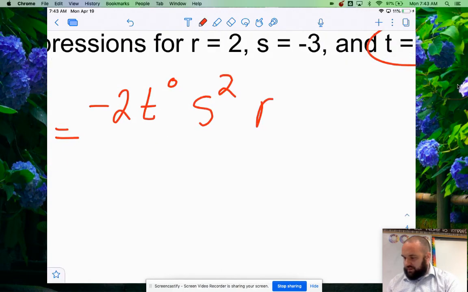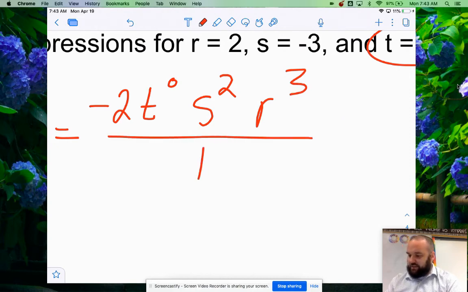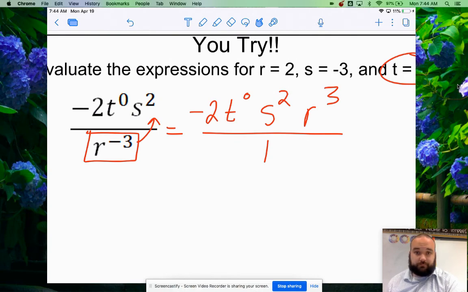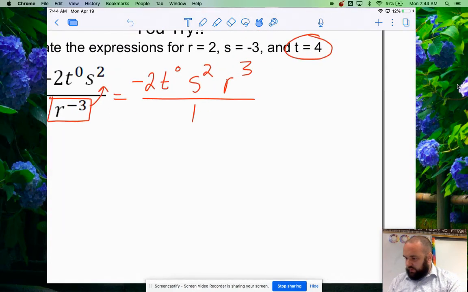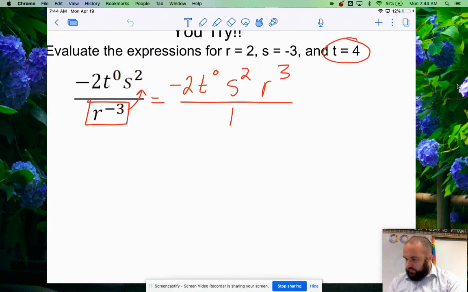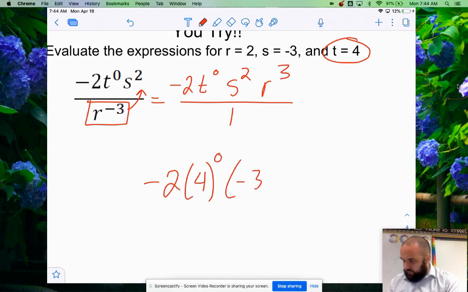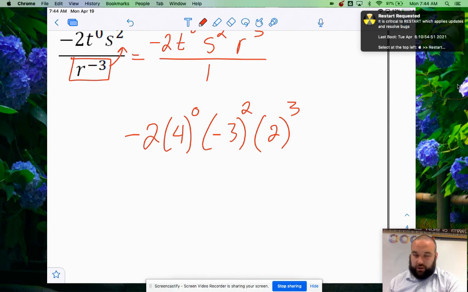So I move r up to the top, change the negative 3rd power to the positive 3rd, and since nothing is left in the denominator, I can just put it over 1. Which is nice because then I don't have to worry about simplifying a fraction. This is going to end up being a whole number. So if I plug in my values now, negative 2 times 4 to the 0, s is negative 3 to the 2nd, and r is 2 to the 3rd. Again, it's all over 1, but I don't need to write over 1.